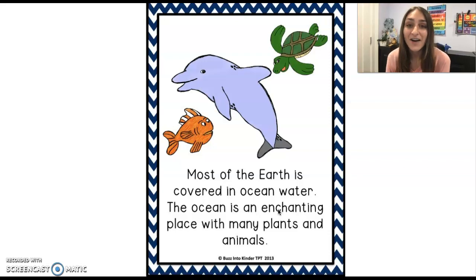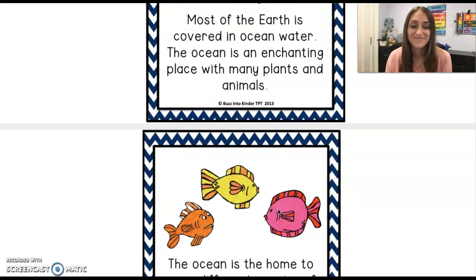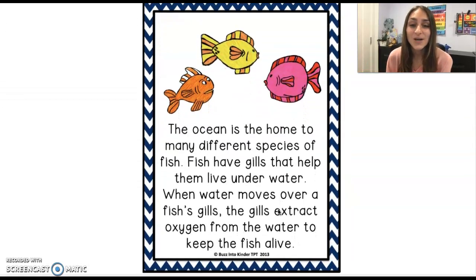Most of the earth is covered in water. Where have you seen water before? The ocean is an enchanting place with many plants and animals. Did you know that the ocean has plants and animals? The ocean is home to many different species of fish. Fish have gills that help them live under the water. When water moves over a fish's gills, the gills extract oxygen from the water to keep the fish alive.